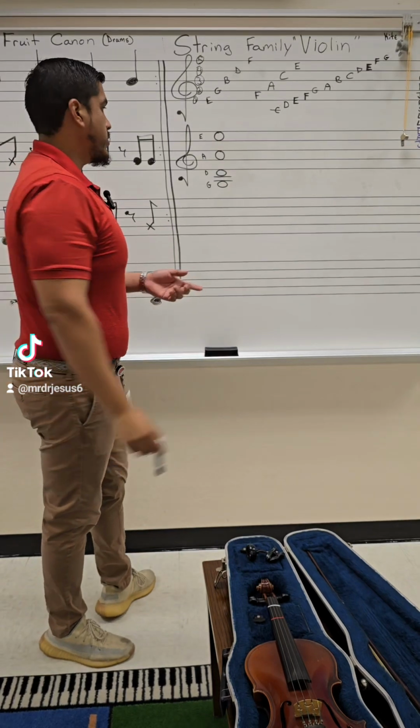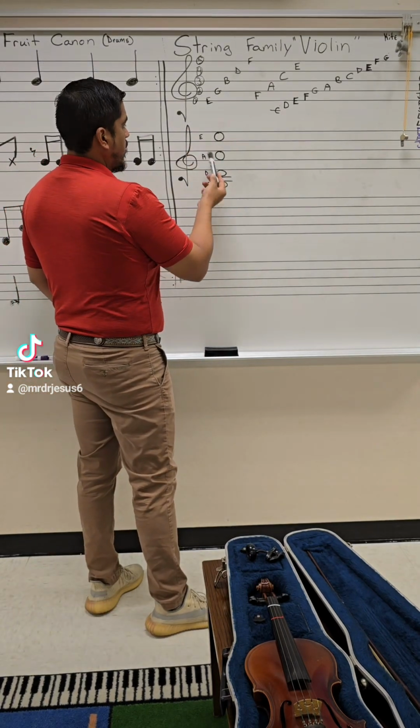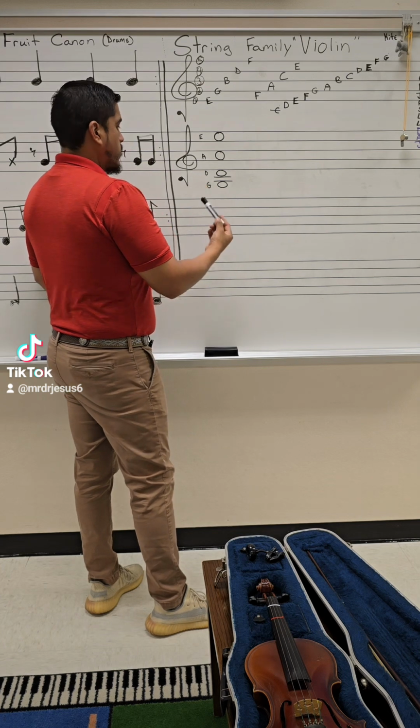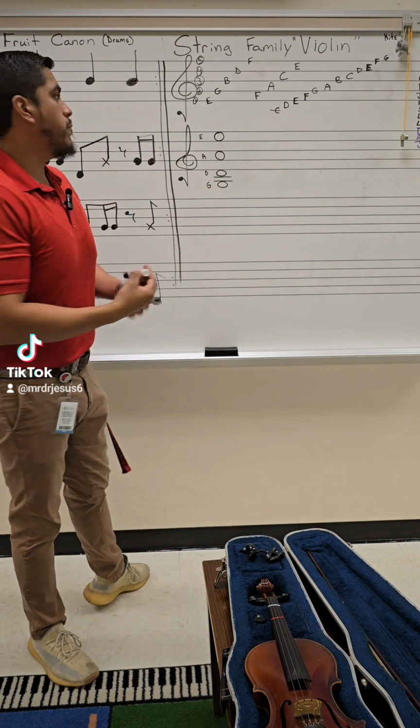Here, these are the notes on the strings of the violin. E is the highest sound, A is the next down, D is the next one down, and G is the lowest sound on the violin.